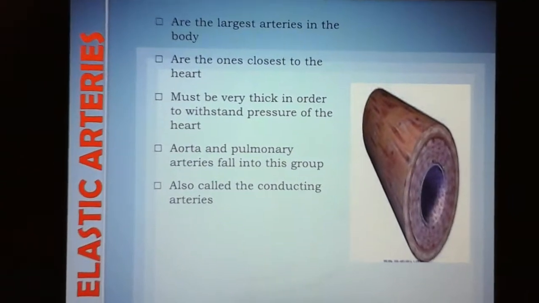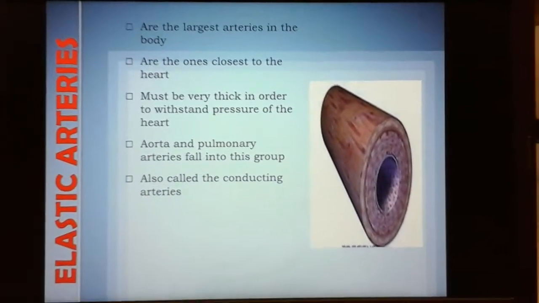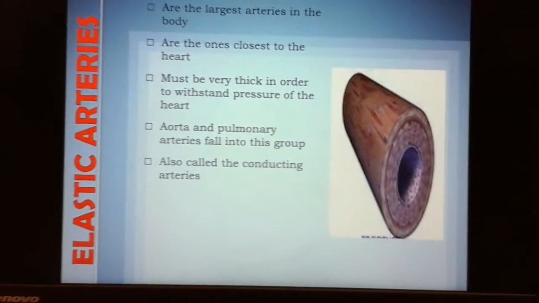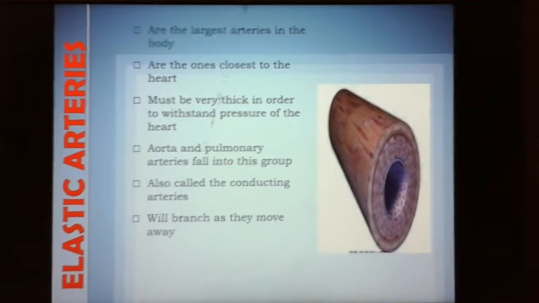Like I said, elastic makes you think that these are pretty flexible. In reality, they're not. They have to be under high, high, high pressure. They're really tight because you need the blood to shoot through them. Okay. Now, these guys have all 3 layers.